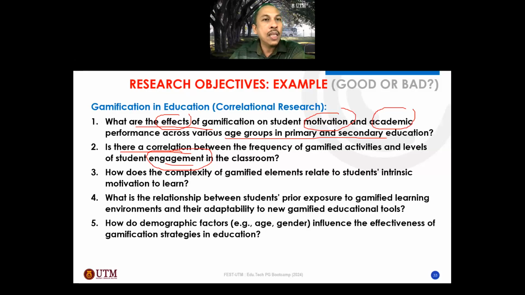Then we go to number 3. Number 3, see, you go to motivation. That's good. Aligned with number 1. Okay, that's why I said this is partly good, partly bad. But here, number 4, relationship between student prior exposure to gamified learning and their adaptability to new gamified educational tools. Nothing to do with motivation.